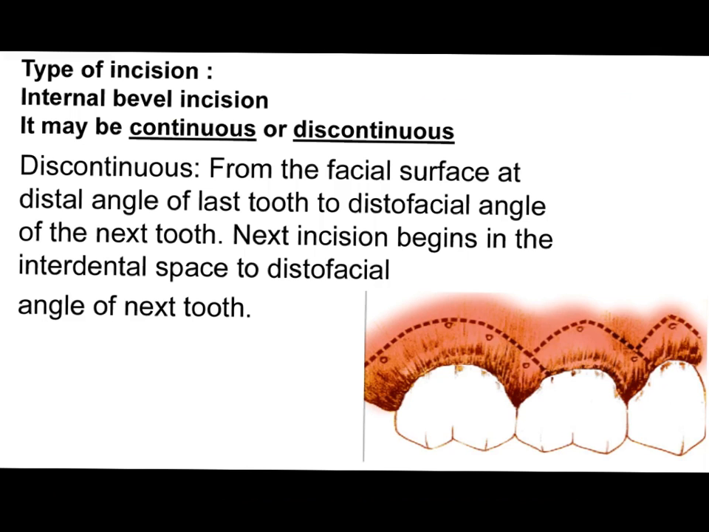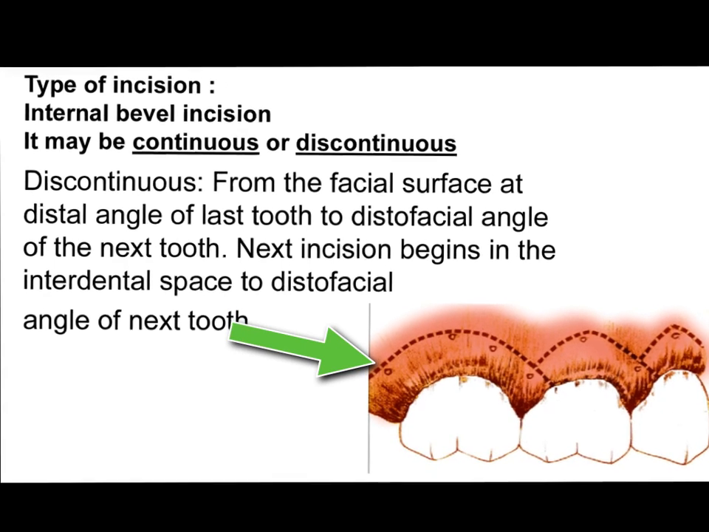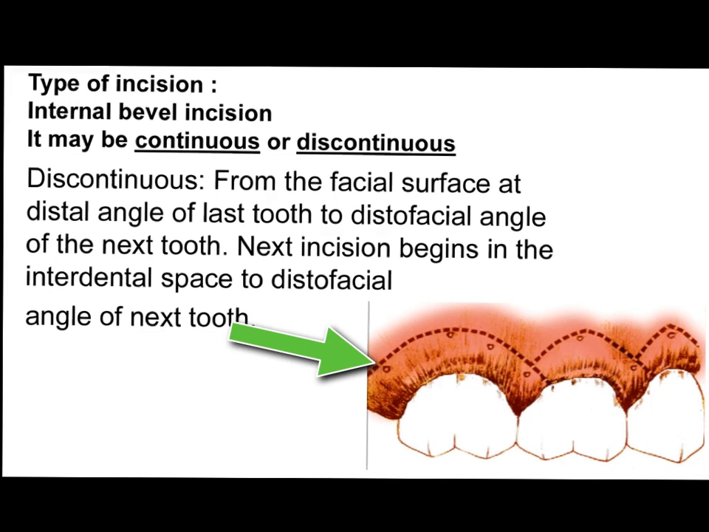Regarding the types of incision, we usually use internal bevel incision, which may be continuous or discontinuous. The discontinuous one starts from the distal angle of the last tooth to the distofacial angle of the next tooth. From here to here.